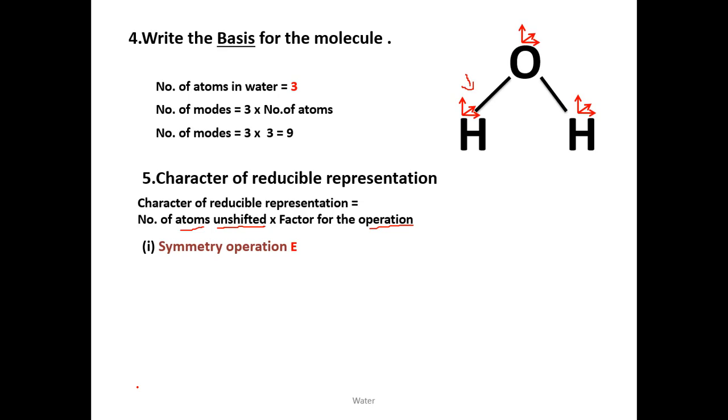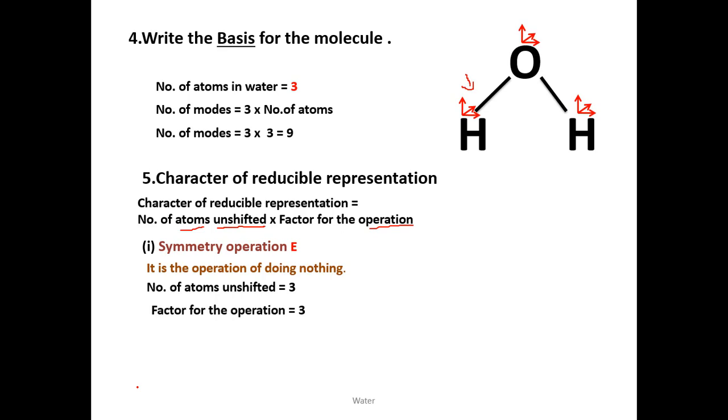We will first start with the operation E. E is identity operation. It is the action of doing nothing. So none of the atoms will change. All the 3 atoms will remain unshifted. So the number of atoms unshifted is equal to 3. The factor for the identity operation is 3.